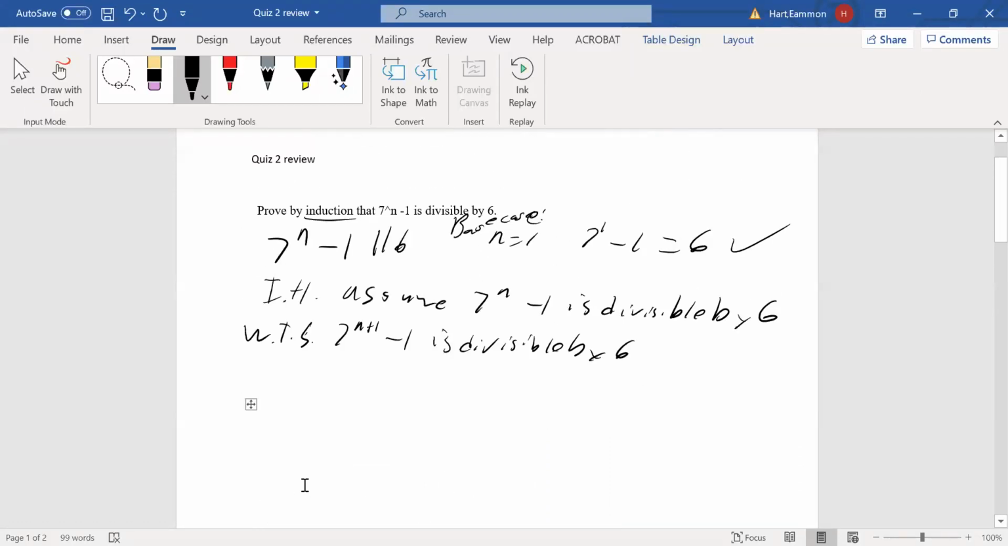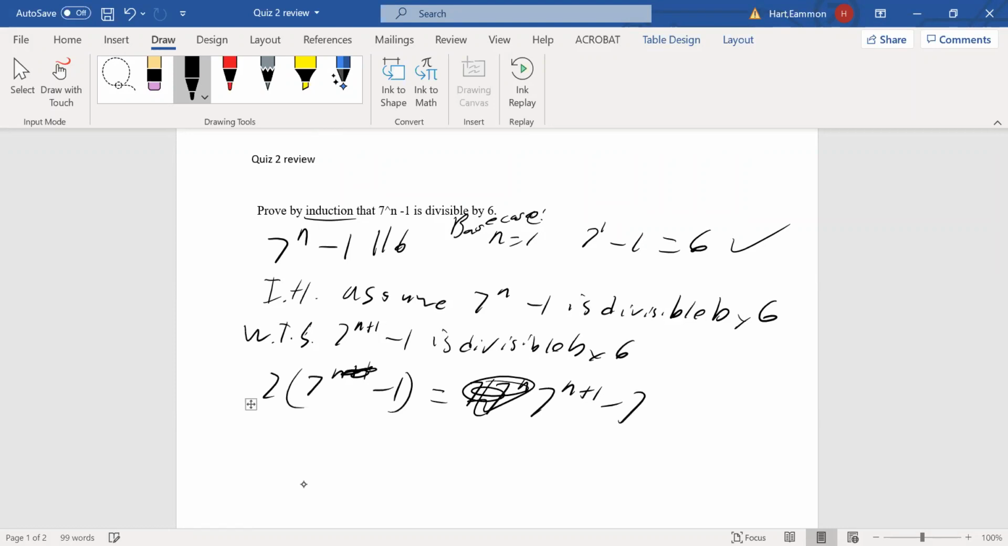In order to jump from 7 to the n minus 1 to 7 to the n plus 1, let's just multiply everything by 7. That's not going to give us exactly what we want, but it's going to get us kind of close. So that's going to give us 7 to the n plus 1 minus 7, right?